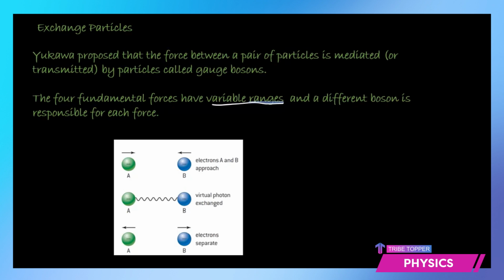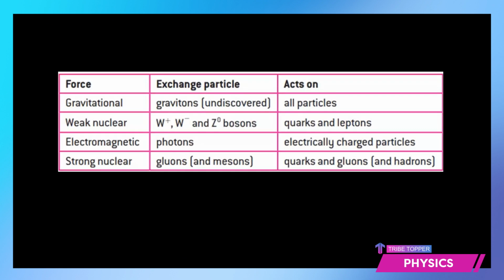The force which happens between a pair of particles is mediated by the exchange particles, and those exchange particles are given the name of gauge bosons. Because the four fundamental forces have different ranges, there is a different boson responsible for each force. So let's have a look at the various fundamental forces and the exchange particles responsible for their force mediation. Gravitational force happens with the help of exchange particles called gravitons, and this acts on all particles.